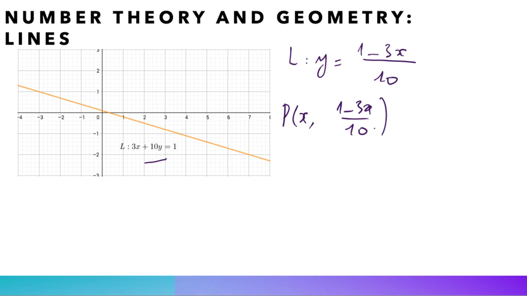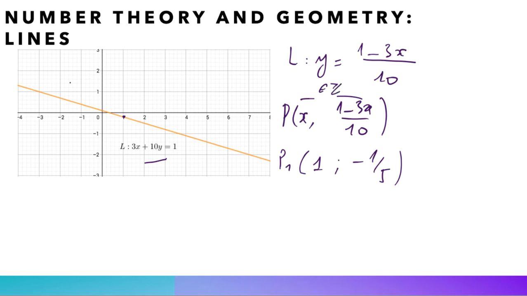with rational coordinates. For instance, if we take x = 1, we find that we have a point P1 of coordinates (1, -1/5), which is on the line. Actually, we can see it here. It is this point, (1, -1/5). Now the good question is, are there any integral points on our line L? Or said in other terms, points P such that x and (1 - 3x)/10 are both integers.